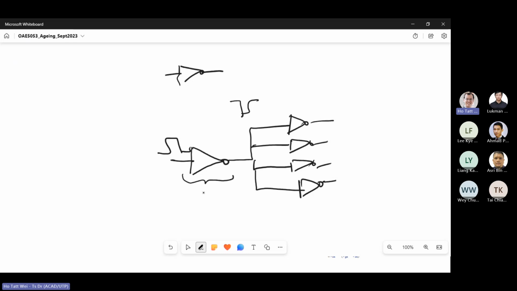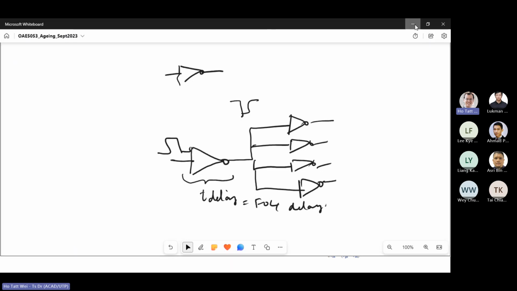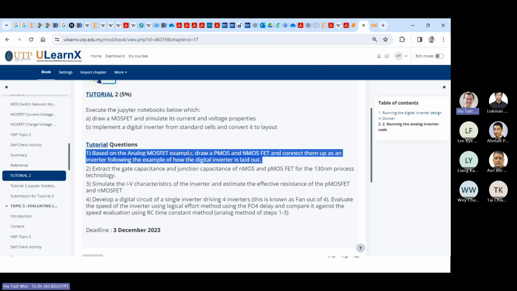You can simulate what the delay is here. Okay, and this t delay here is called the fan out of 4 delay. And this is for logical effort. So this is the second way for you to estimate delay. The whole point of this tutorial question is to show you that from the Liberty file models, you have the analog way of estimating delay. That is, you get the capacitance from 2, and you get the equivalent resistance from number 3.